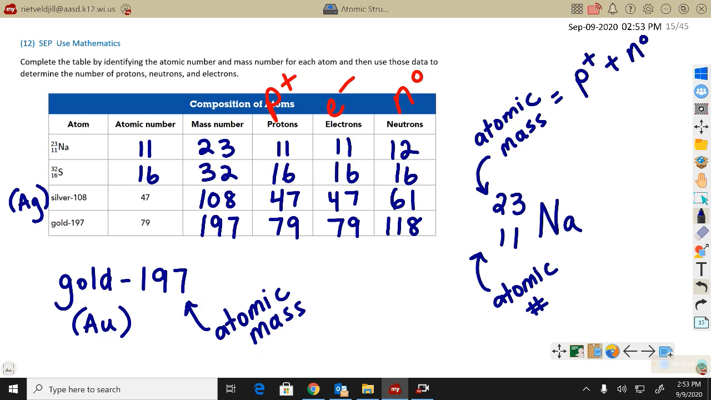Why in a bigger atom, we're talking almost 50 and 80 protons, why do you think you need more neutrons? A lot more neutrons. We're not talking a 1-to-1 ratio anymore. Not even close.